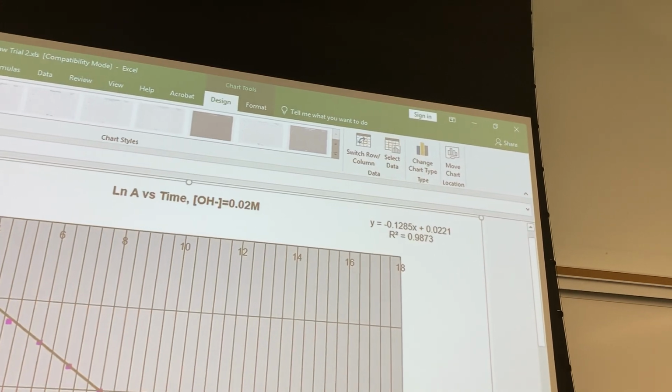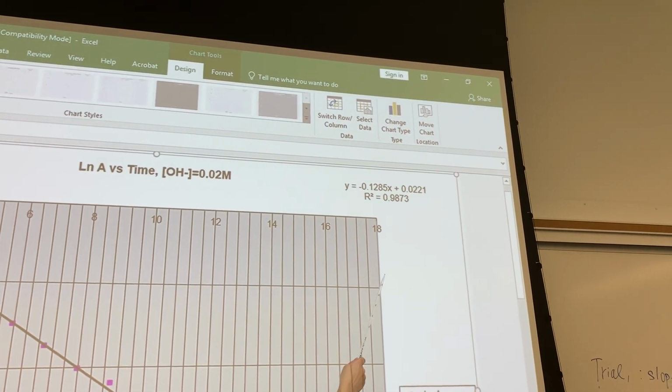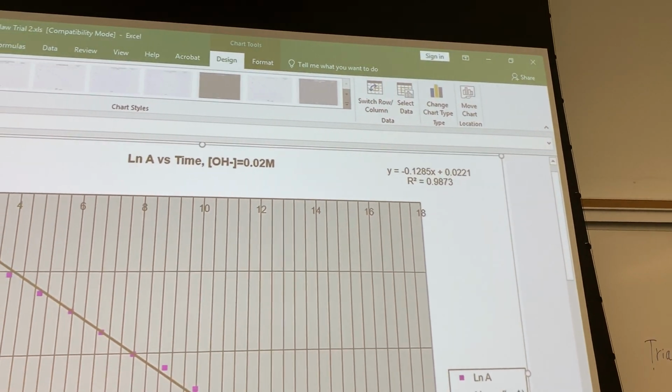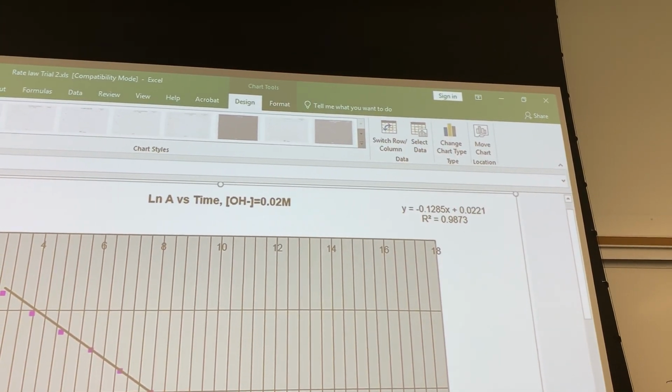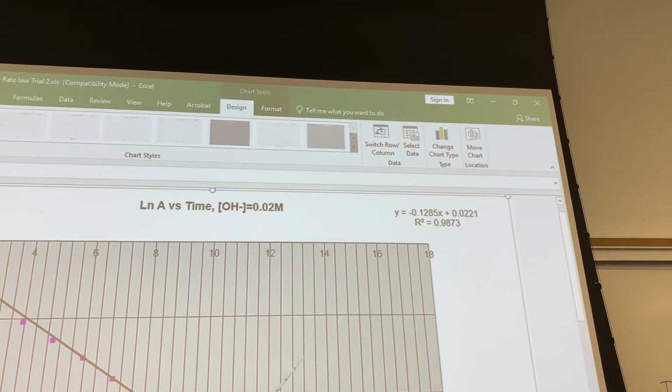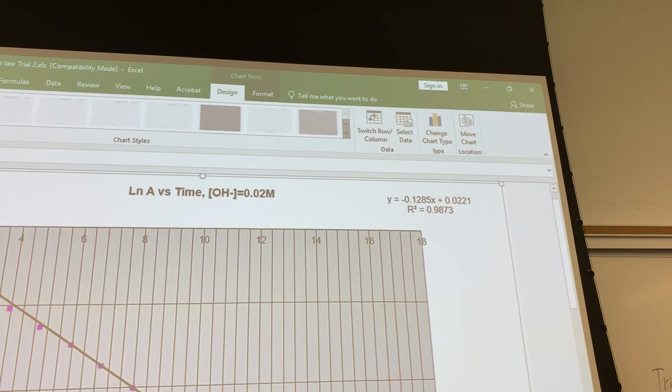So up here you can see that the R squared value for this graph is 0.987. If you recall the first one in this trial we looked at, it had an R squared value of 0.97. So far this seems to be the better linear fit.